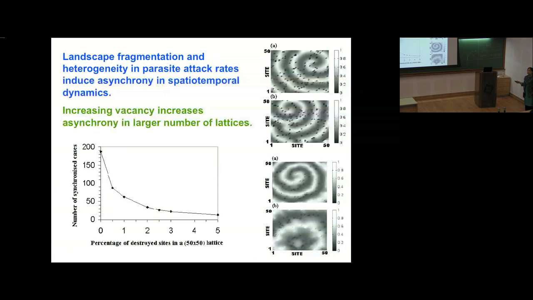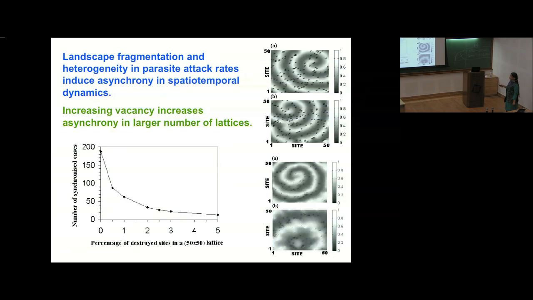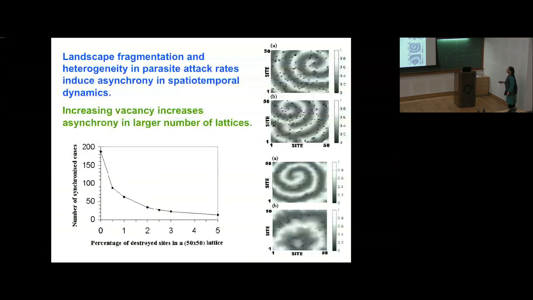These are the kind of things which you see only in spatiotemporal analysis, which you don't see easily in single population studies. So in this case, as the percentage of sites made vacant, that is destroyed, increased, the number of synchronized cases went down, and by the time 5% of the 2,500 sites were made vacant, there was absolutely no spatial synchrony in the metapopulation.